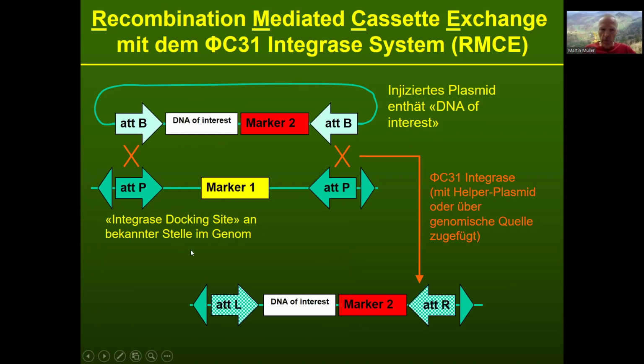Again, through the recombination att-L and att-R are formed, and since they are no longer a substrate for the integrase, you cannot lose the DNA which is inserted here, even if integrase is present. Okay. That's so much for the integrase system.